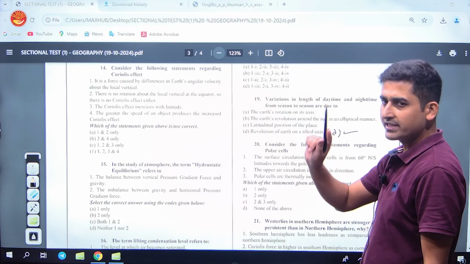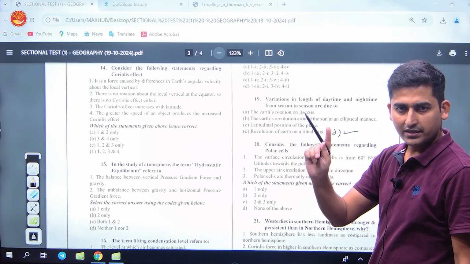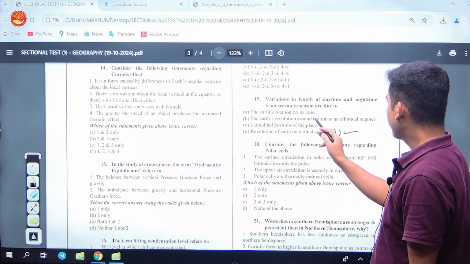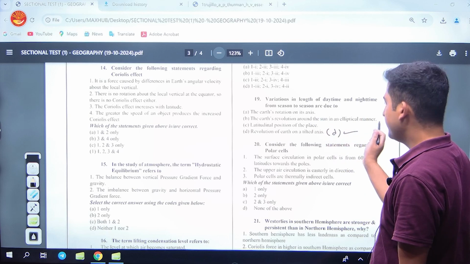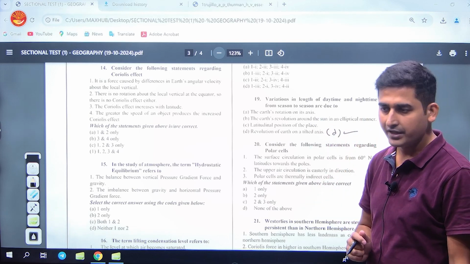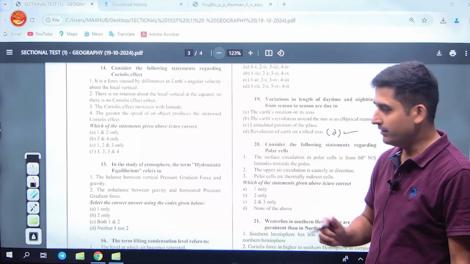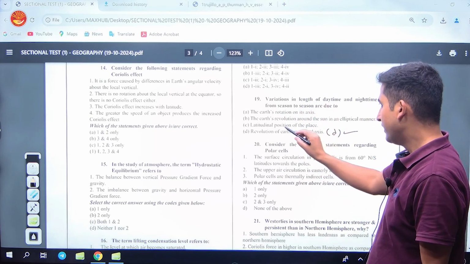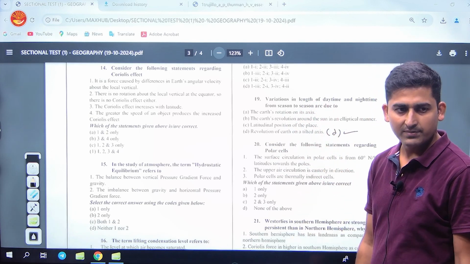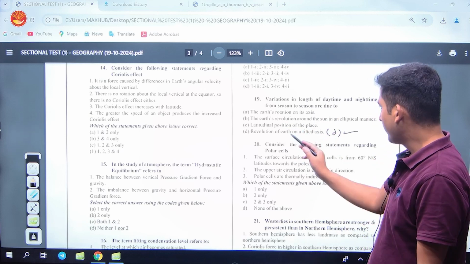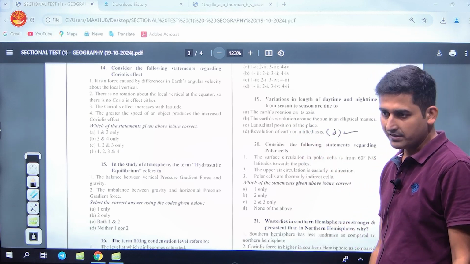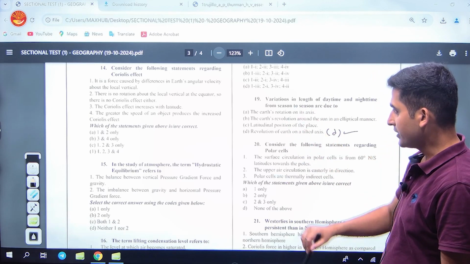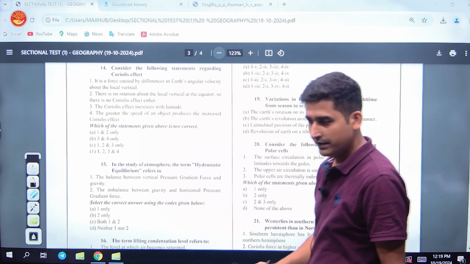Earth's rotation on its axis is causing day and night. The Earth's revolution around the sun in an elliptical manner does not explain the variation in the duration of daytime and nighttime. It is not explaining that particular thing. Latitudinal position of the place, again it is not explaining that. Revolution of Earth on a tilted axis explains why there is variation. So the correct answer is option D.